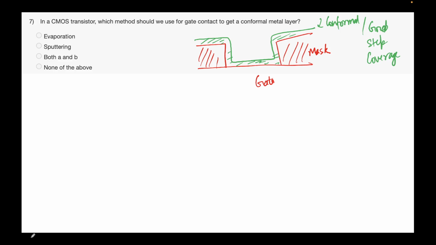The other kind of mechanism, again the same structure. This is your gate, and again these are your masks, same problem, but now what I'll do is non-conformal. Okay, how will it look? It looks something like this.